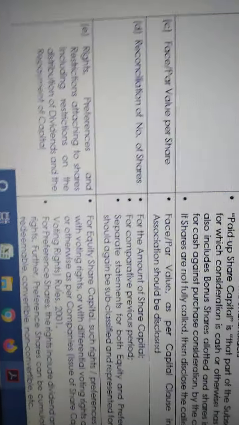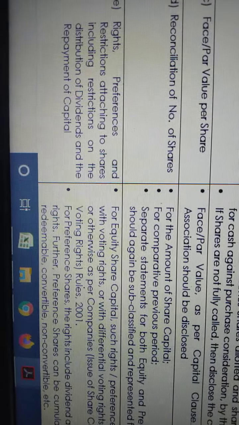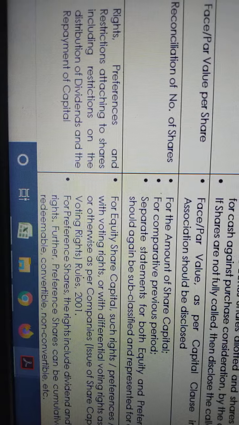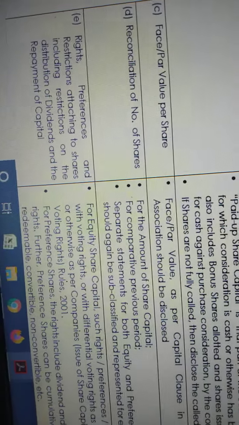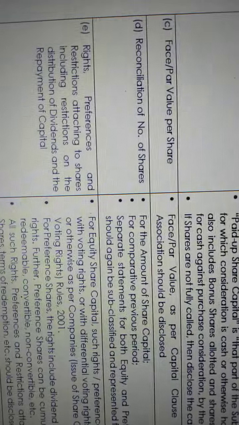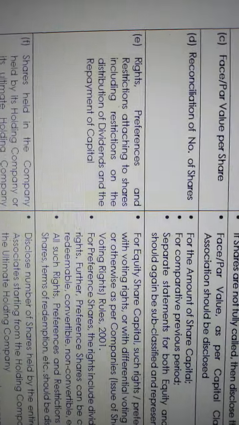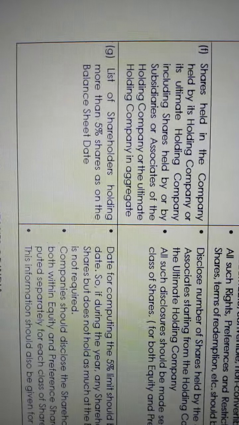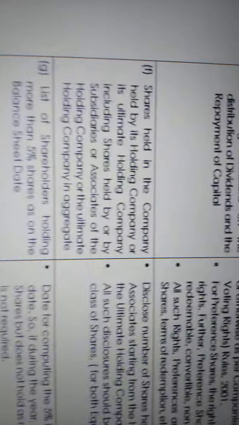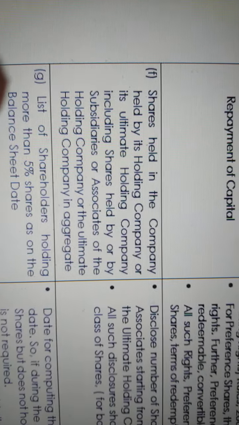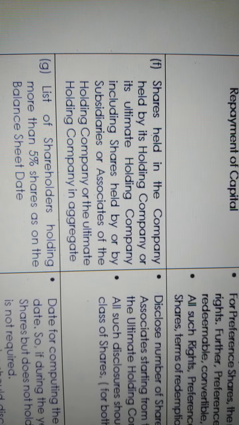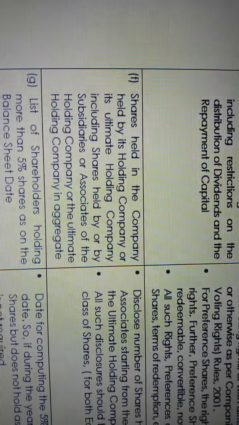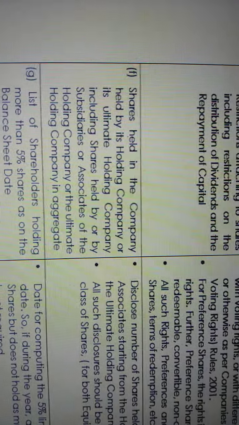Reconciliation of the number of shares means my opening balance during the year, how much I issued and redeemed during the year, and what my closing balance is. That is the reconciliation of share capital, covering issue, redemption and all those things. Then if there are any rights shares or preference shares, I have to give those separately. Point F: if my shares are held by a holding company, or by my subsidiary company, that breakup I have to give. Out of total shareholding, how much is held by my holding company.